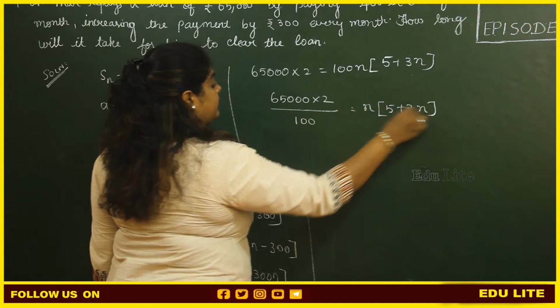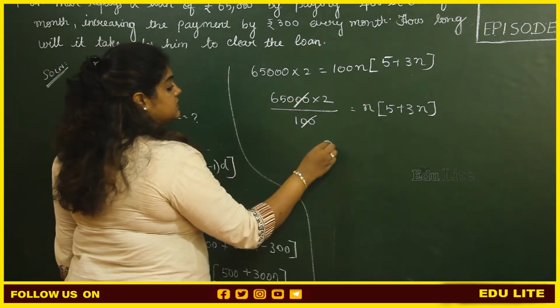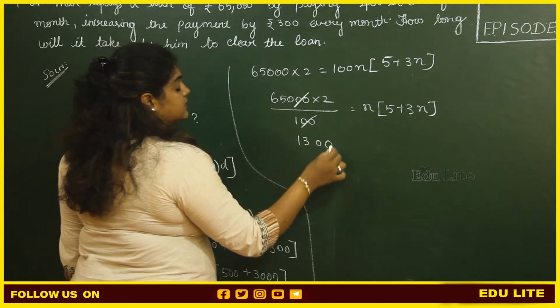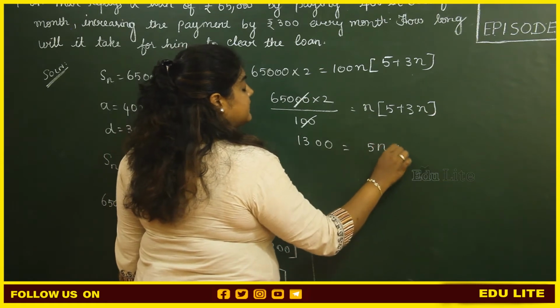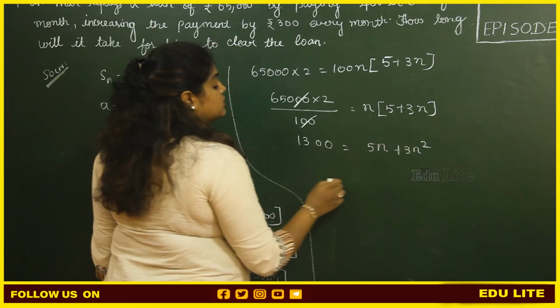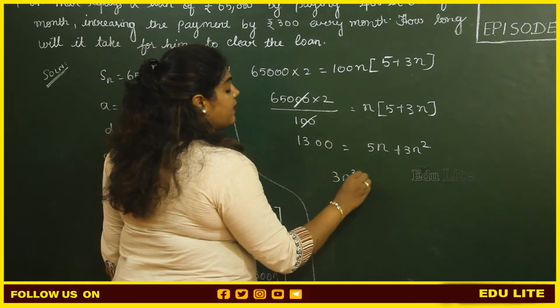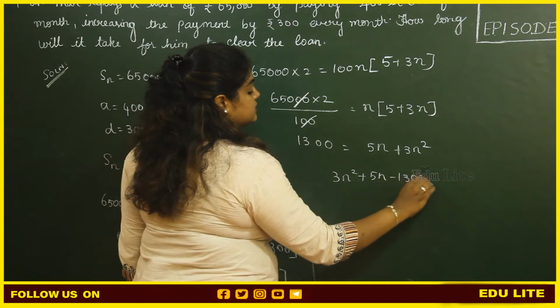Let us simplify the left hand side. Zeros and zeros will get cancelled. Therefore, 0, 10, 12, 13. So, 1300 equals 5n plus 3n squared. Let us take the 1300 to the other side. It will become 3n squared plus 5n minus 1300 equals 0.